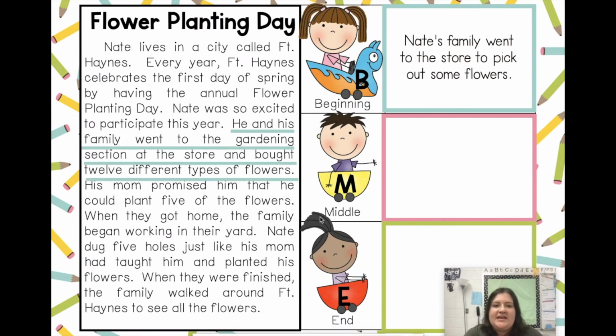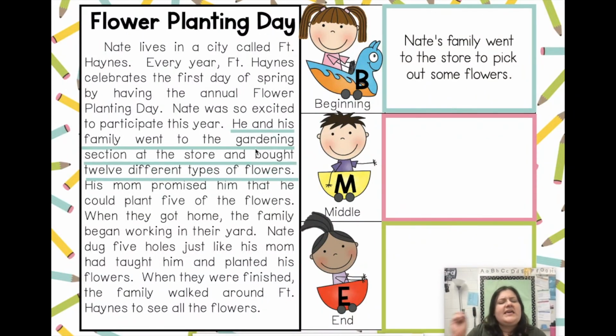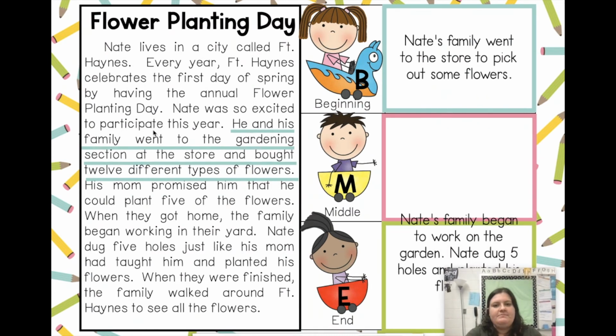That's what happened at the beginning of the story, kind of towards the middle. The first part kind of gives us some background knowledge. But in the beginning, it says he and his family went to the gardening section at the store and bought 12 different types of flowers. Again, I'm retelling it in my own words, but picking out those key words that are important to retell the story. Then we have the middle.